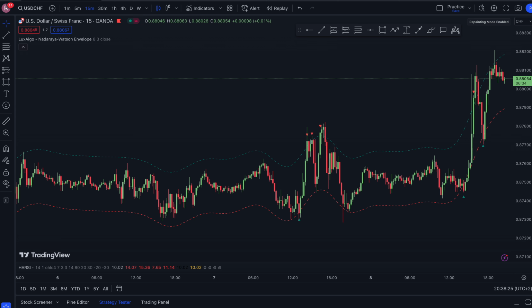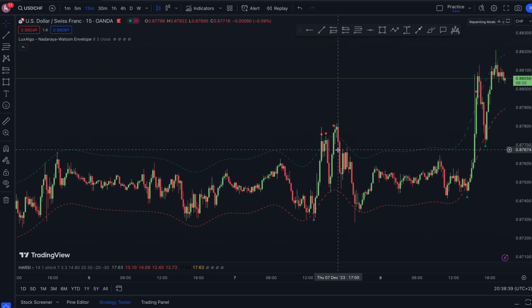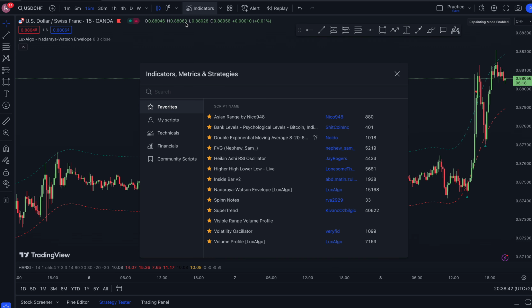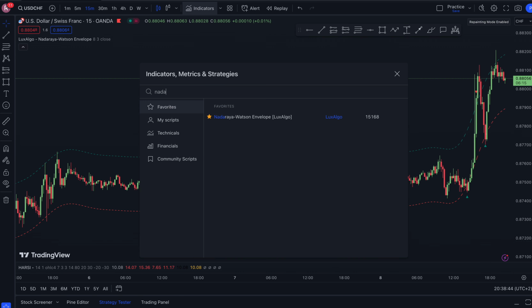I'm going to be showing you a very simple, effective strategy with the Nadaraya-Watson indicator. Many people use this strategy, but there is something I need to show you guys, right? So, first of all, put in your Nadaraya-Watson indicator. You can do so by going to indicators and typing in Nadaraya.